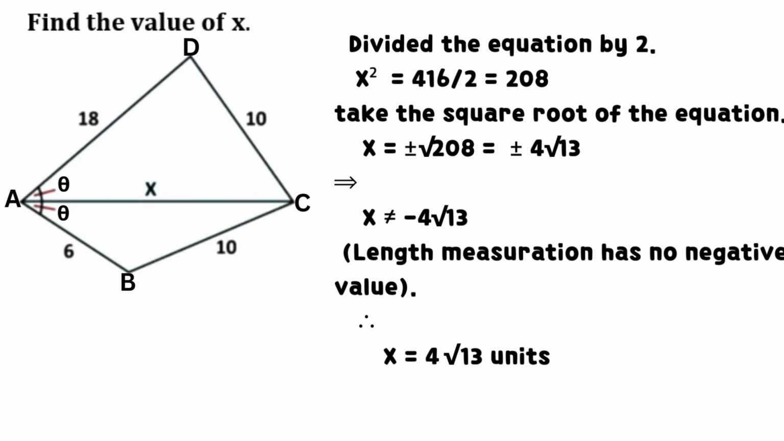It follows that x is not equal to the product of -4 and the square root of 13, as length measurement has no negative value. Therefore, x equals the product of 4 and the square root of 13 in units.